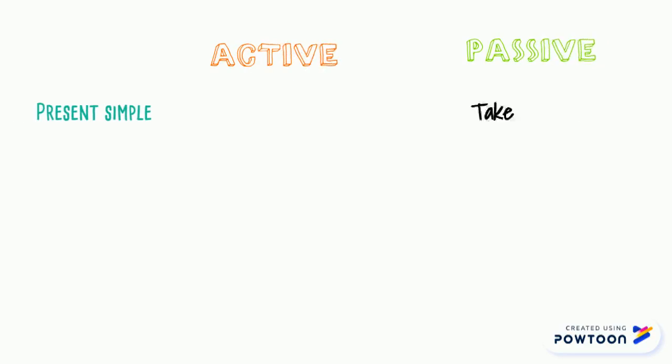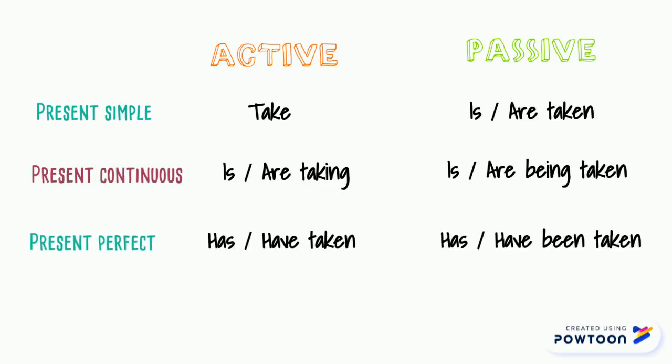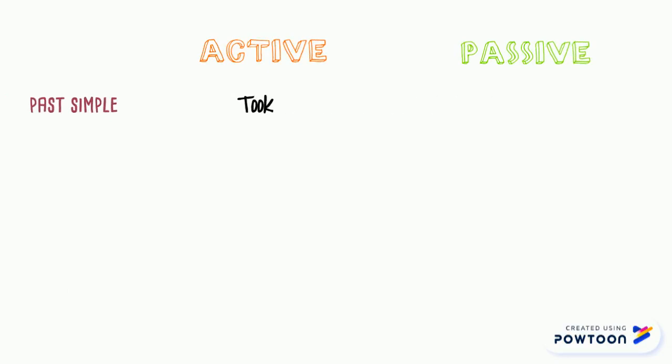of the sentence. If we've got the verb take in the present simple, then it turns into is or are taken in the passive. Is and are refer to the verb to be in the present simple, and taken is the verb take in the past participle. With the continuous, it would be is or are being taken, and with the perfect, has or have been taken. Concerning the past simple, took would turn into was or were taken.